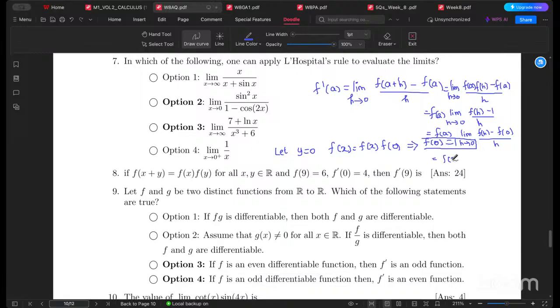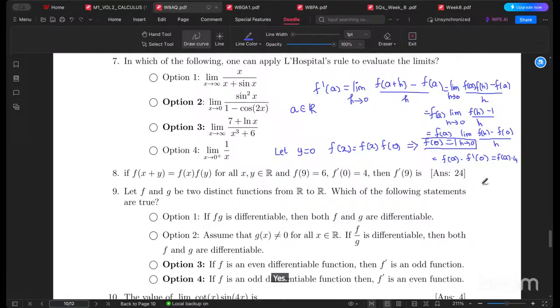Now can you tell exactly what is this? f of a into, we have put a equals to 0. It will be f of a into f dash 0. And do we know what is f dash 0? 4. And is this true for any a in R? Yes. So can I replace a with x then?